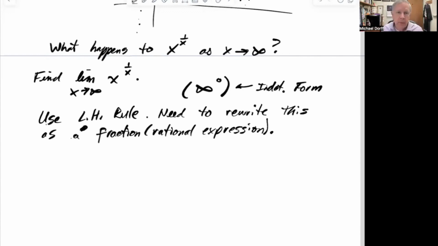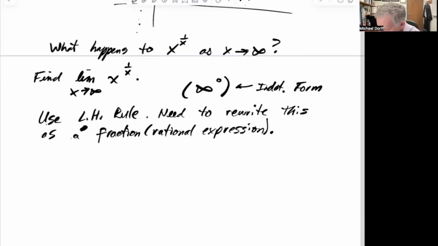So remember back when we did logarithmic differentiation, we would have something like this. We'd have x to the 1 over x power, and we wanted to take the derivative. To do that, we would take the natural log of both sides so that we could bring the exponent out front, and then we had a product rule problem.